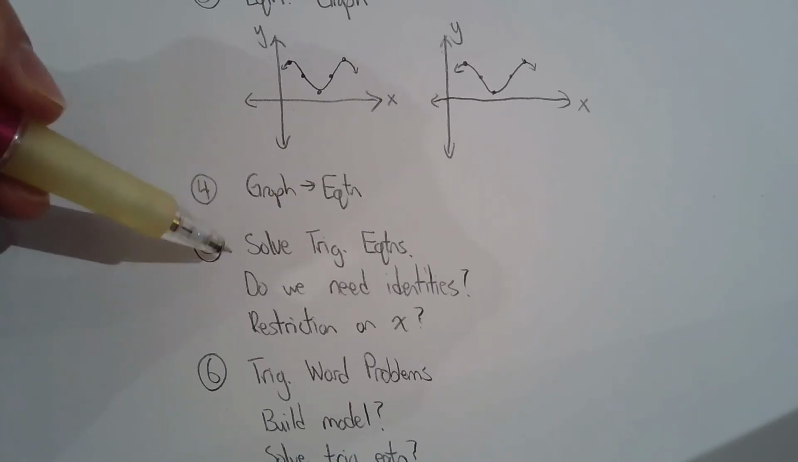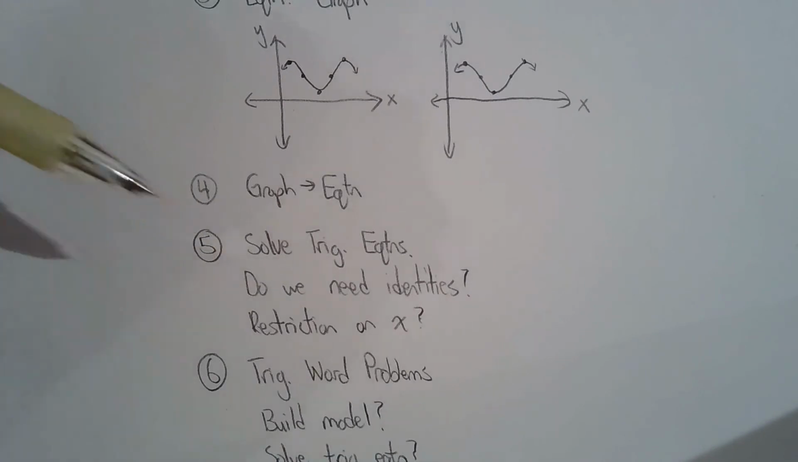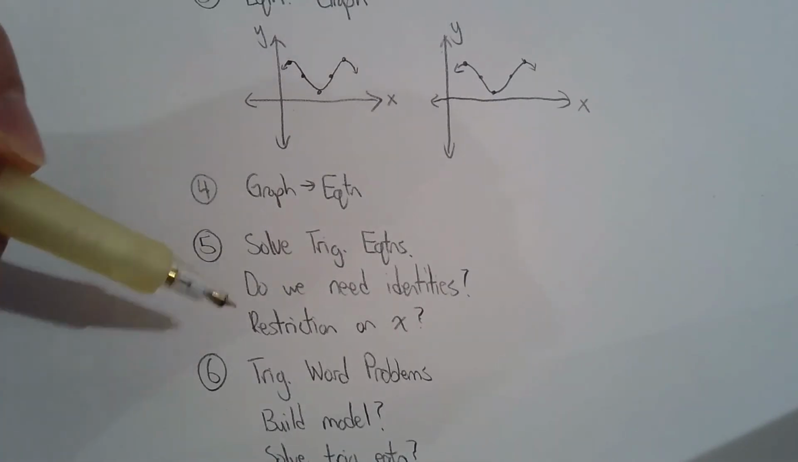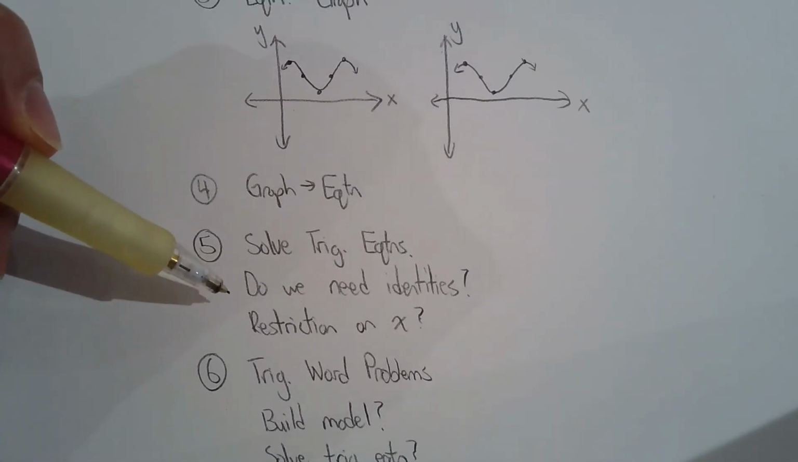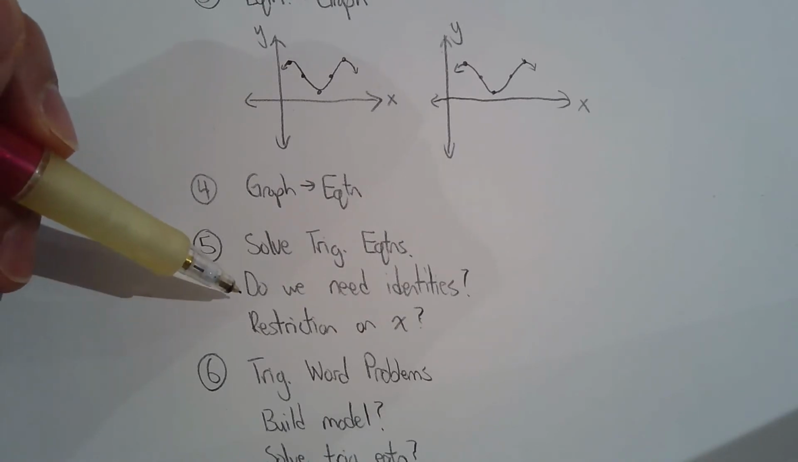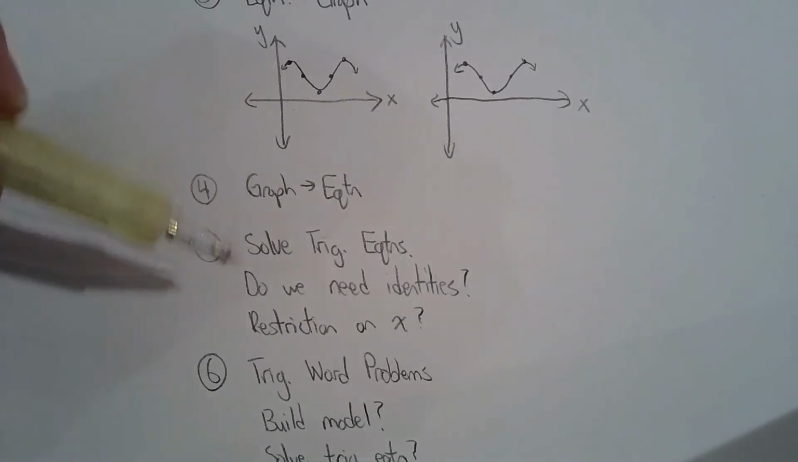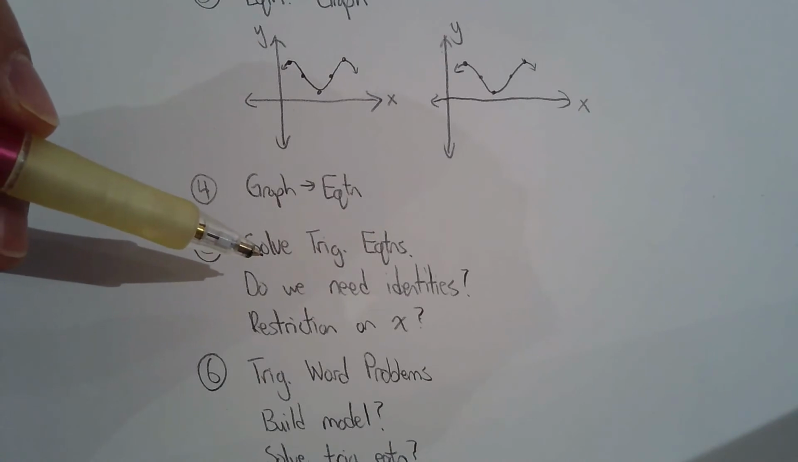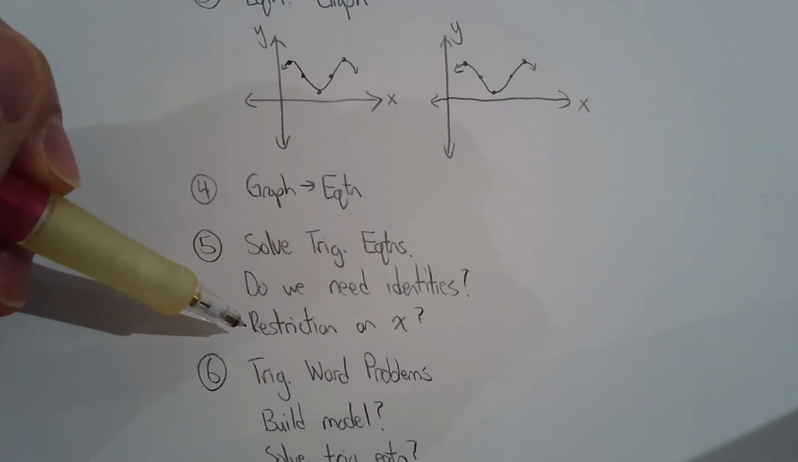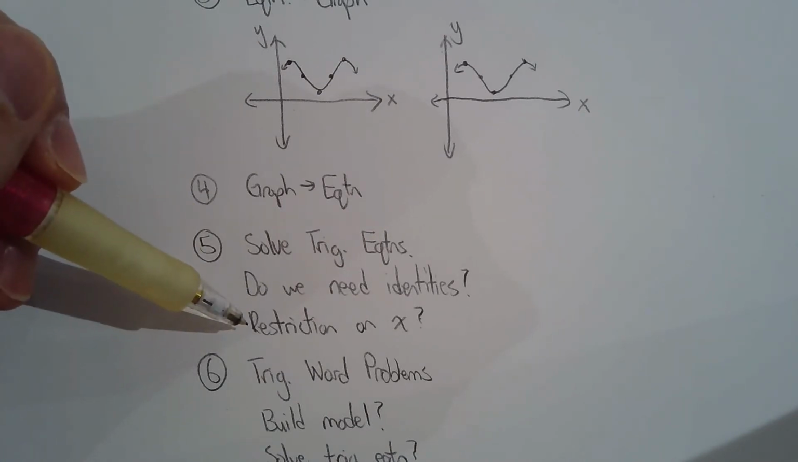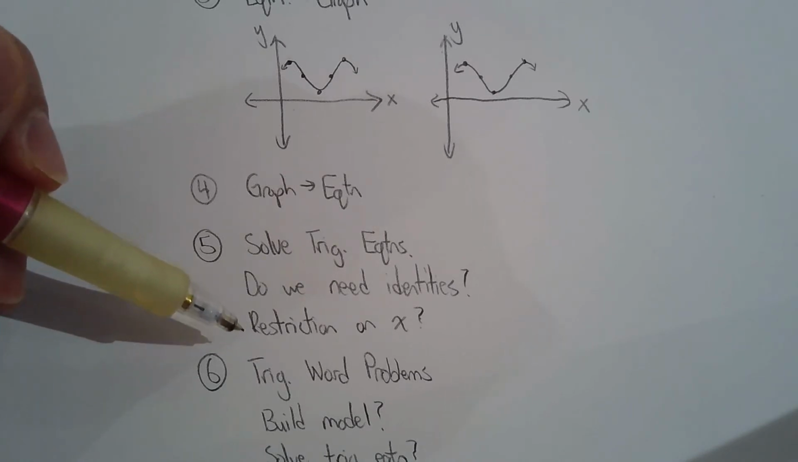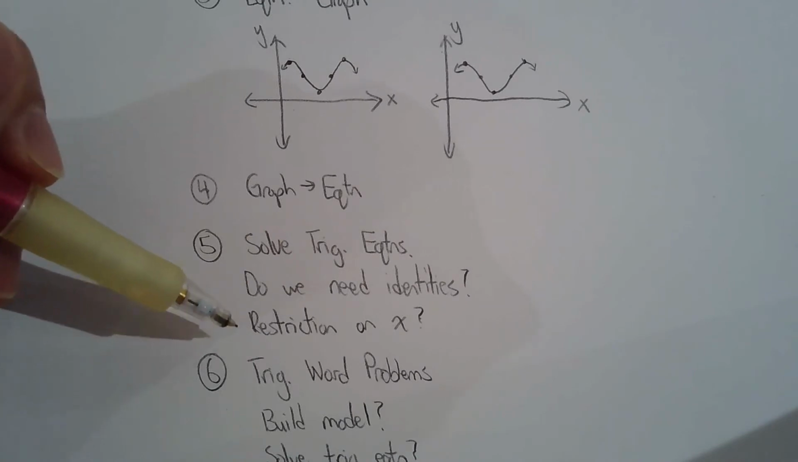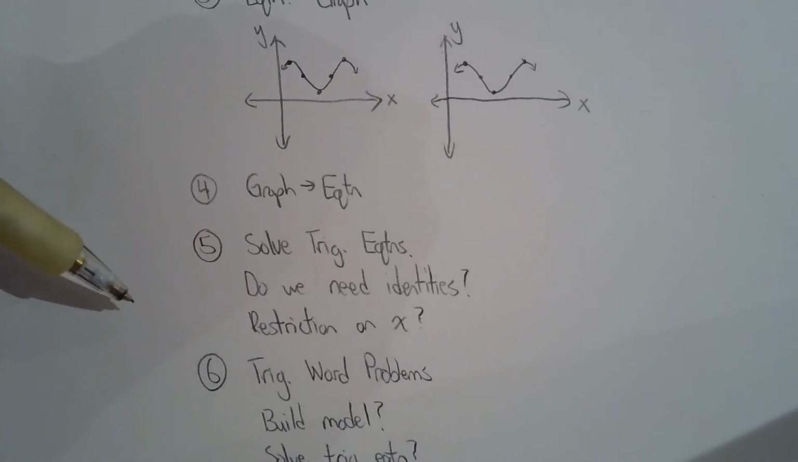A lot of students have a hard time with this, and the best thing I can suggest is first, memorize your identities, because if it involves the use of an identity, you need to know your identities. And secondly, you should ask yourself, what is the restriction on x? Okay, because that makes a huge difference. That can really change how many solutions you're going to get for that given equation.